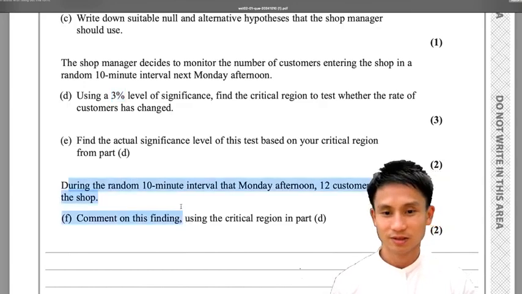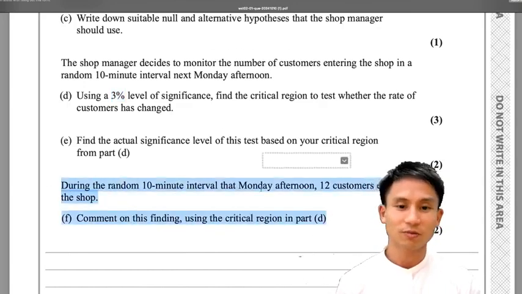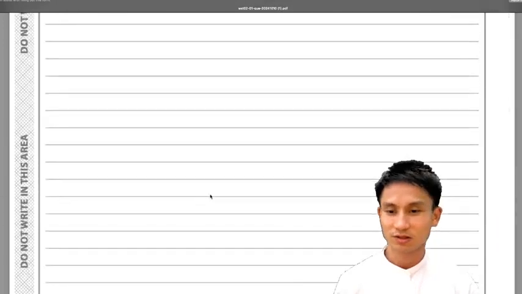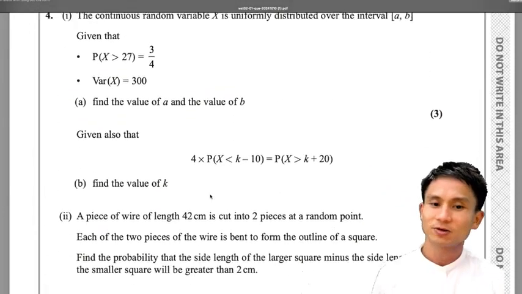Yeah. So we comment on the finding, and then we conclude the hypothesis, if it's sufficient or not to reject the null hypothesis. So that was fine. This one was all fine, I think.